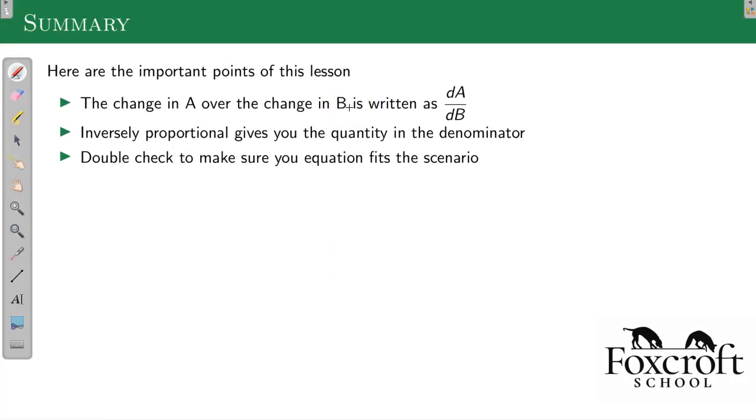All right, important things. The change in A over the change in B is dA/dB. So whenever they're talking about that in a scenario, you know what the notation is. Inversely proportional or proportional to the reciprocal all means you're going to have a denominator, you're going to have this fraction. And just double check to make sure your equation fits the scenario. You always want to make sure for word problems it actually makes sense.